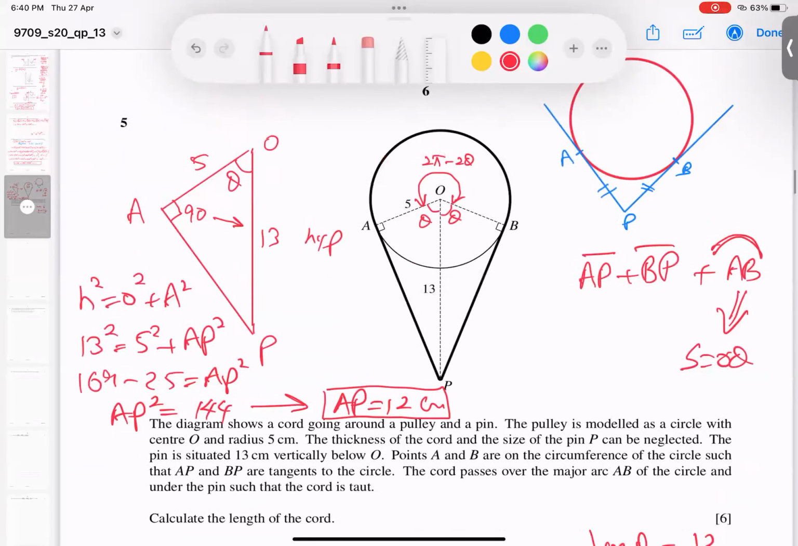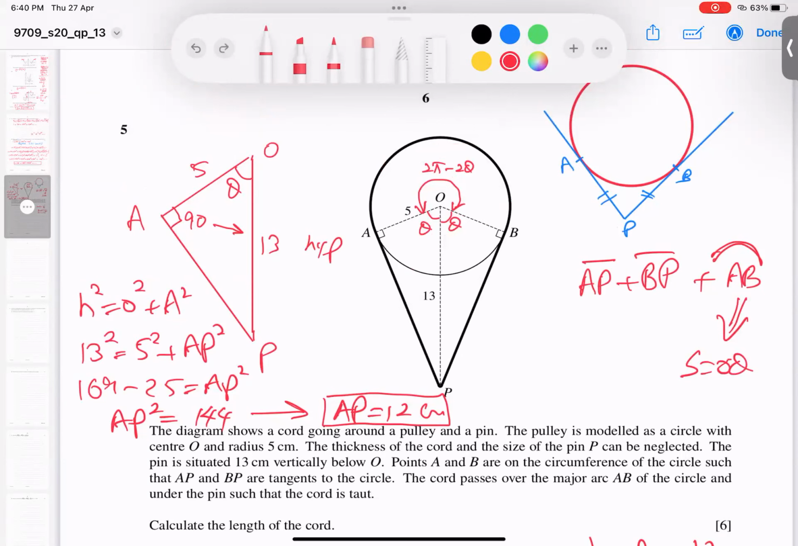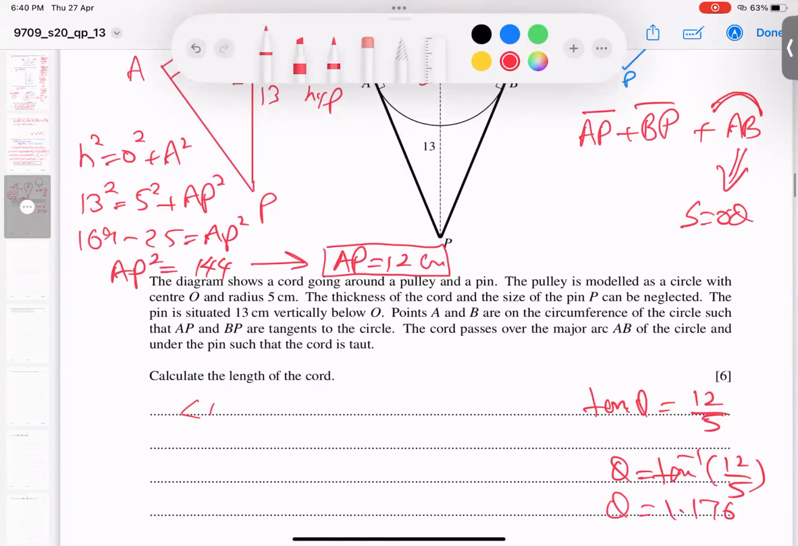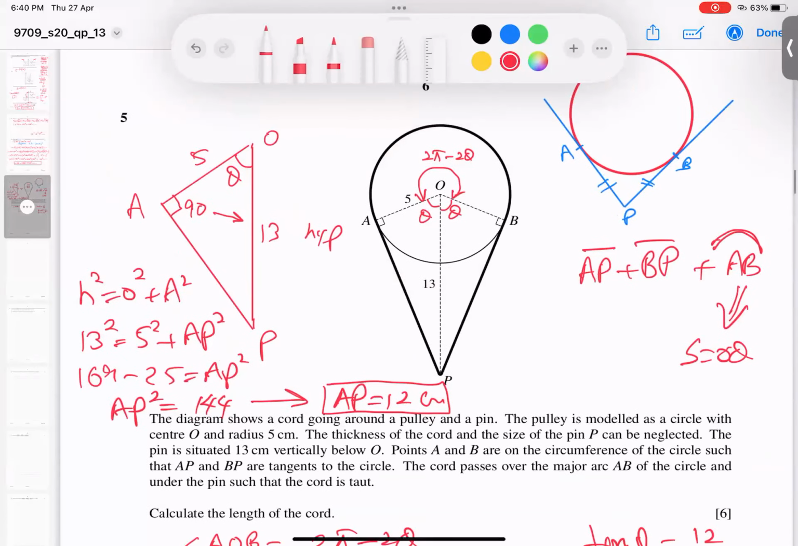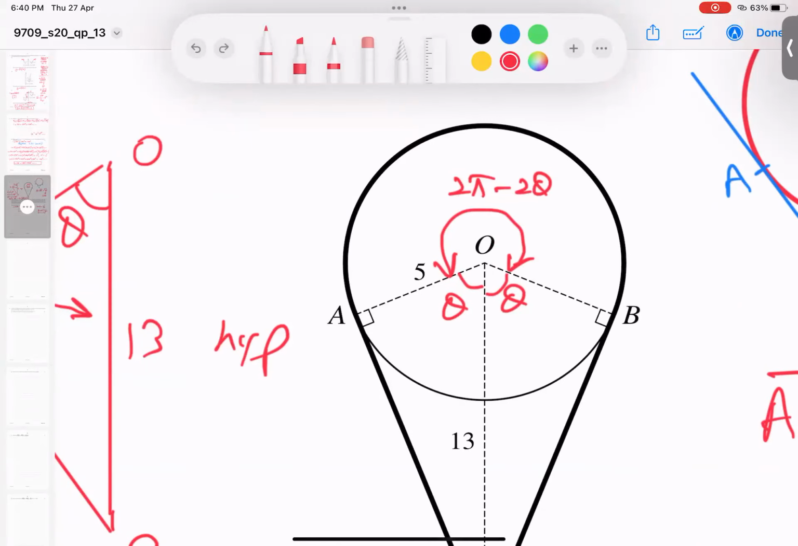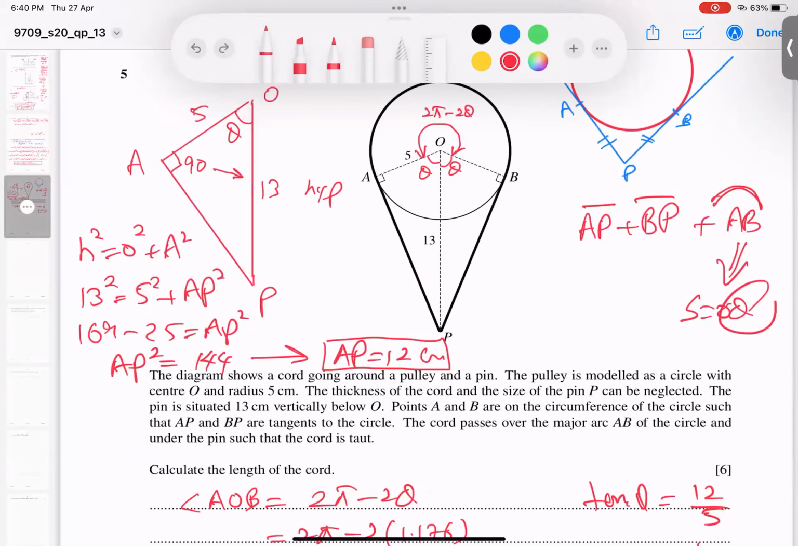So it means this theta, I got it, but I'm looking for the other angle. So it means angle AOB, the bigger one. So 2 pi minus 2 theta. So 2 times this answer, subtracted from 2 pi, I'm getting here 3.9312 radians. Actually, students, I got this angle, okay? And the radius I have is 5, so that's it.